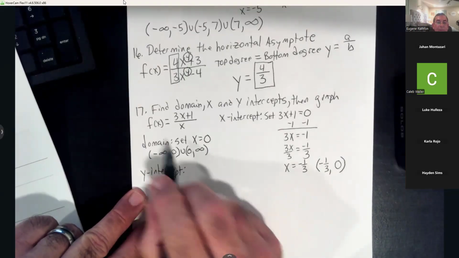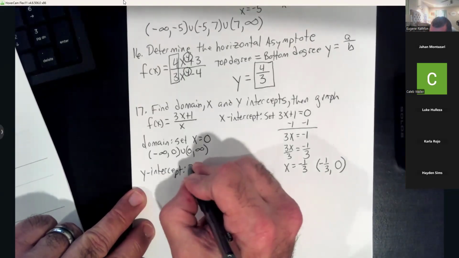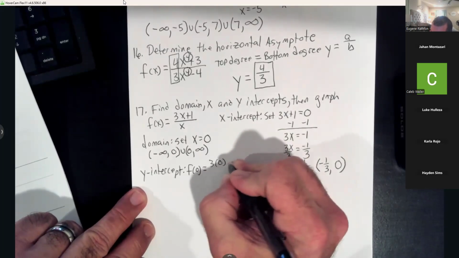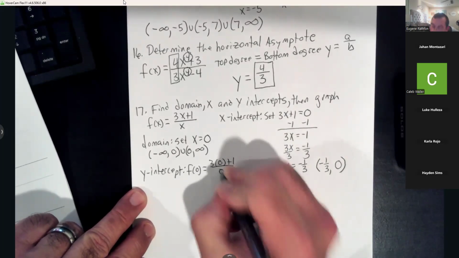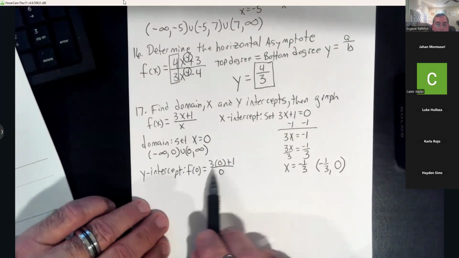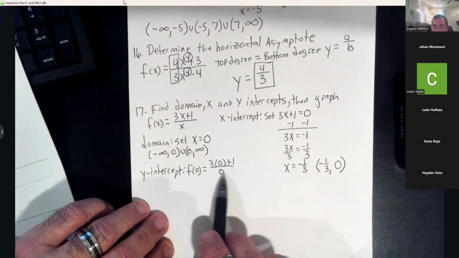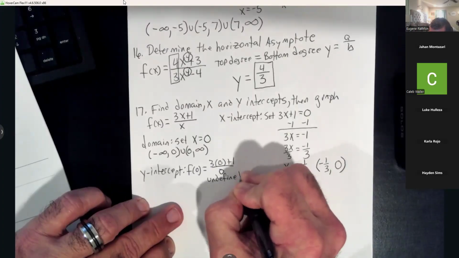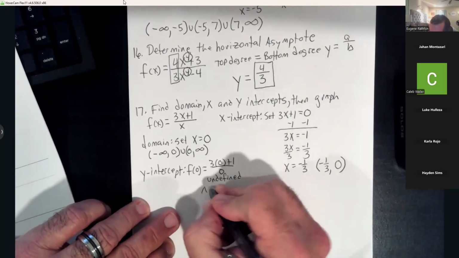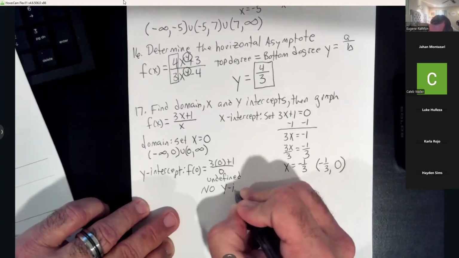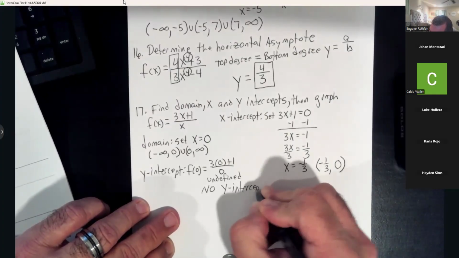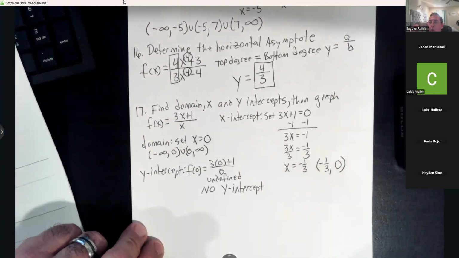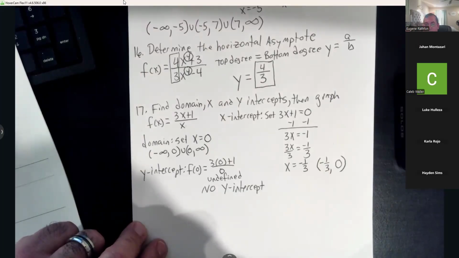So to find the y-intercept, I find f of 0. That would be 3 times 0 plus 1 divided by 0. All right, y'all, you cannot divide by 0, so this is undefined, which means that there is no y-intercept. If you got a single x in that denominator, you will not have a y-intercept, okay?